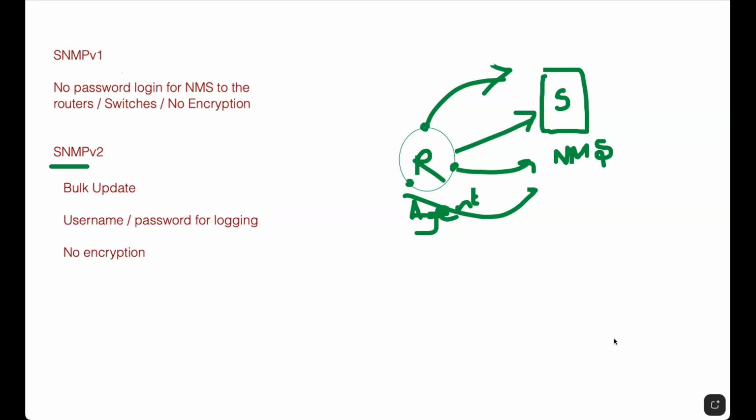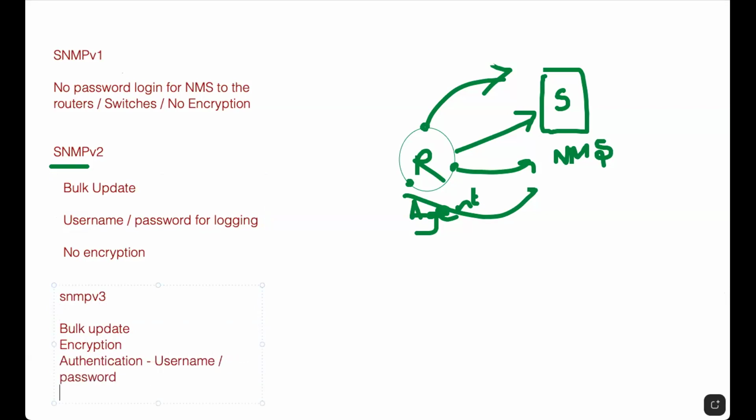So SNMP version 3 is a little advanced. I mean, most advanced. So here bulk update is there. There is also the concept of encryption here. There is also the concept of logging in with username, password, which is nothing but authentication.